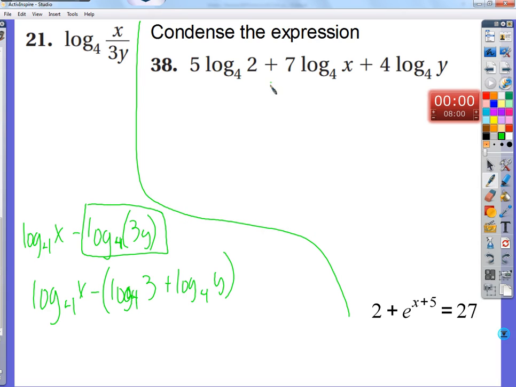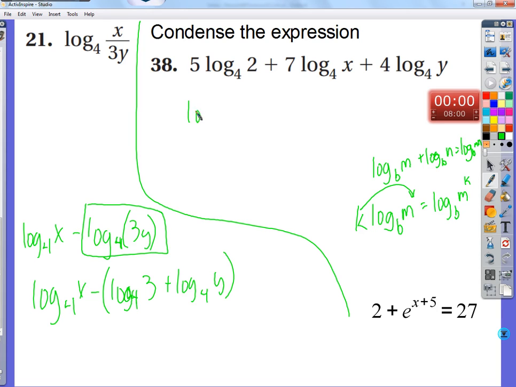Okay, now we want to condense this, but before we can start putting things together, like that property that says log base b of m plus log base b of n equals log base b of m times n, there's nothing in front of the logs here. What do we do with those things that are in front? There's another property that says if there's something in front, let's say it's a k, in front of log base b of m, then that can come up and become the exponent. So we can do log base 4 of 2 to the 5th plus log base 4 of x to the 7th plus log base 4 of y to the 4th.